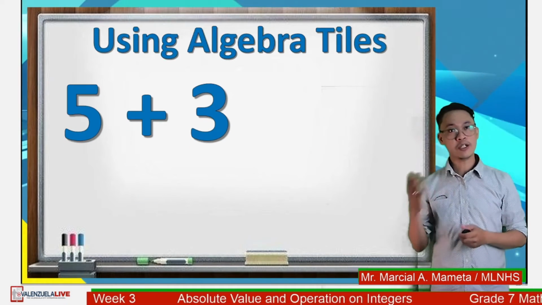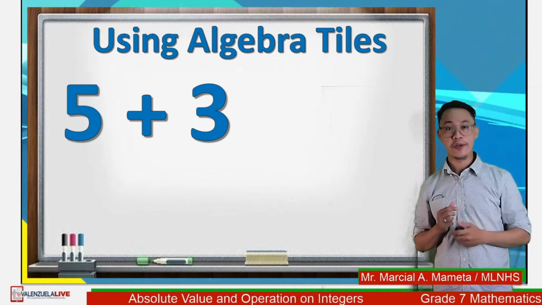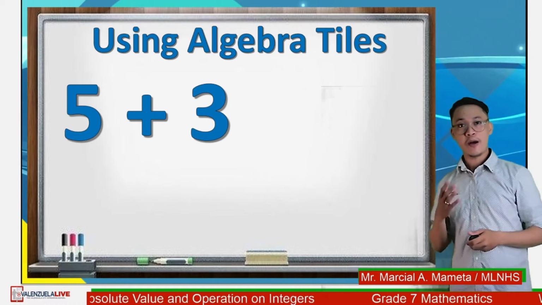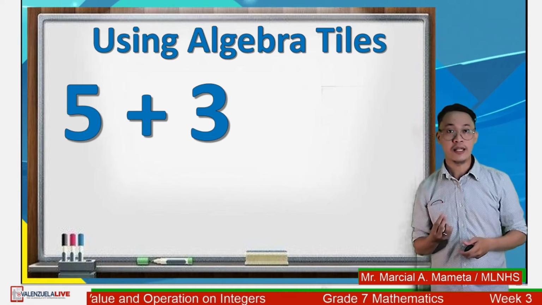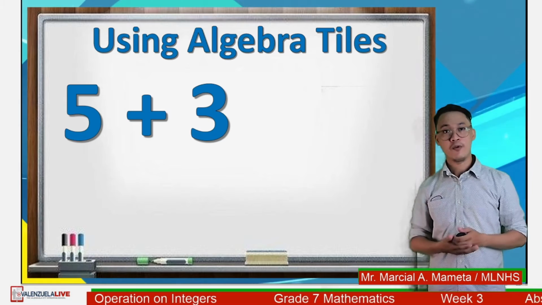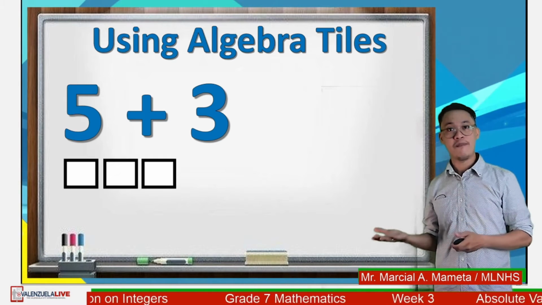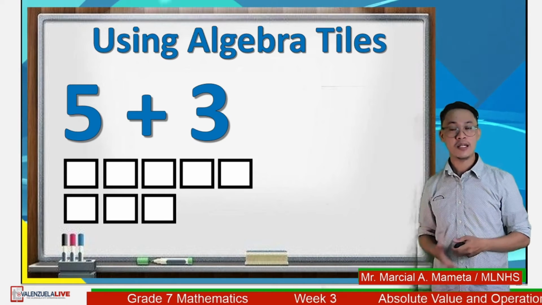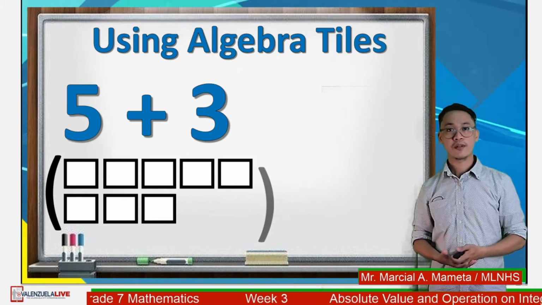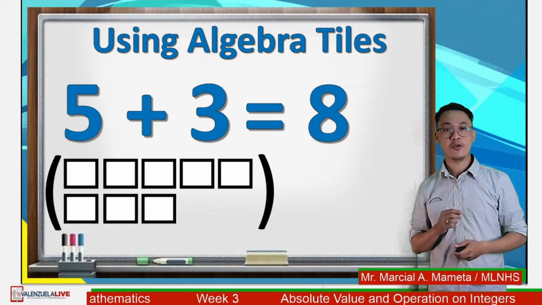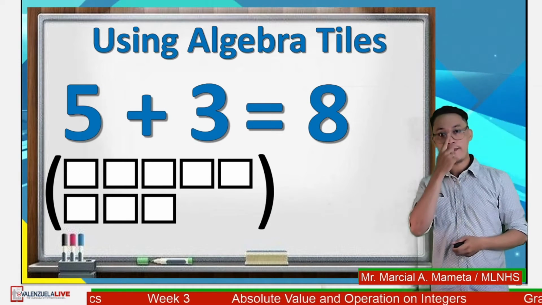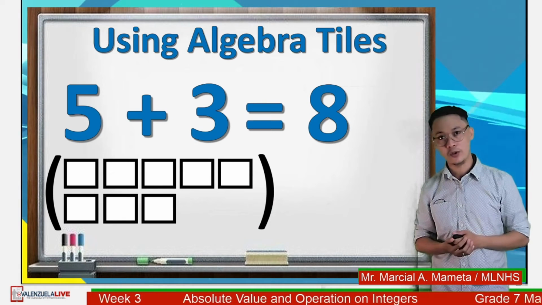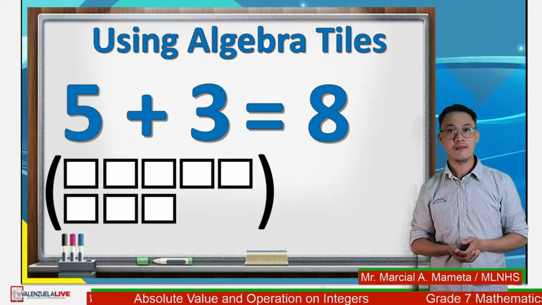So let us solve this one, 5 plus 3, using the number tiles. So again, positive represent the white tiles. So first, we have 5. We need 5 white tiles. Plus 3, add more 3 white tiles. So a total of 8 white tiles. So therefore, the answer for 5 plus 3, very basic, is equal to 8, positive 8.